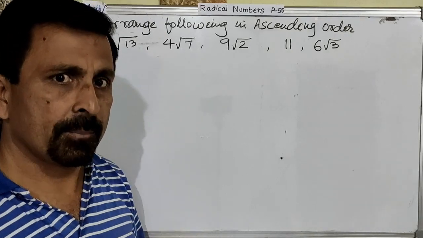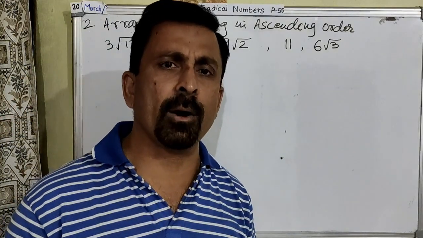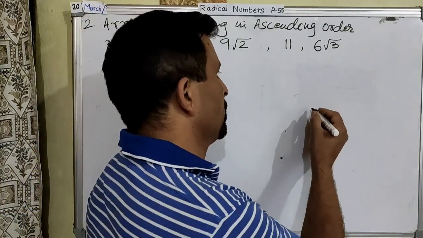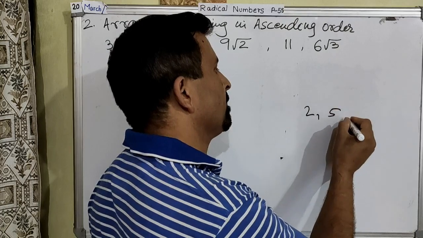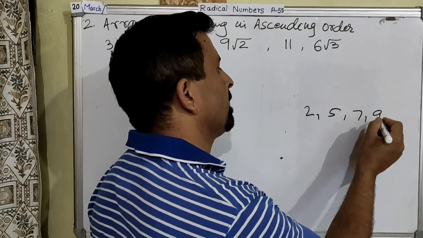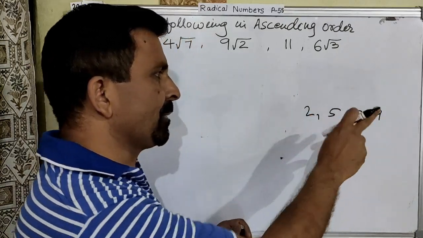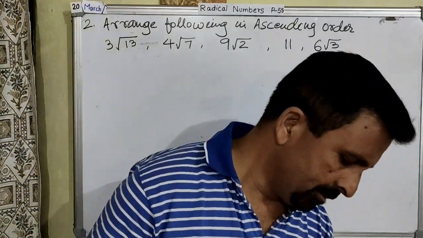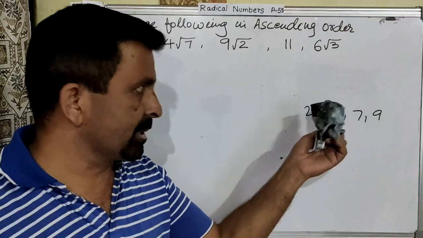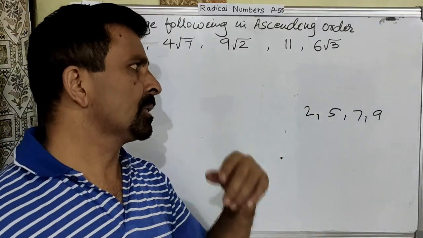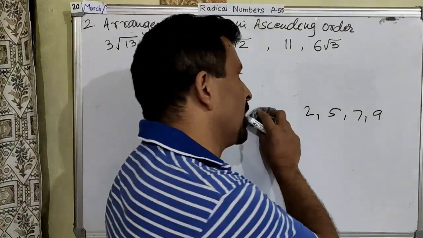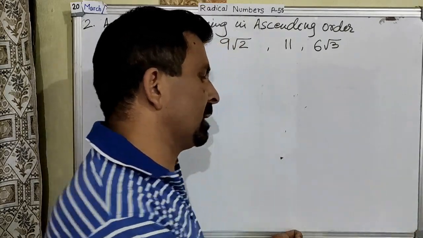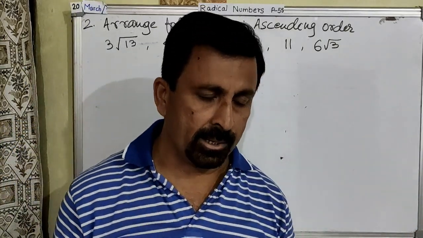Now, if you have all the numbers in the same format, then it is easy for us to arrange. Like if I say 2, 5, 7, 9, then if I ask you to arrange these numbers in ascending order, none of you will have difficulty. Not because the numbers are simple, but because these are all of the same type. When the numbers are of the same type, we are comfortable arranging them in ascending or descending order.